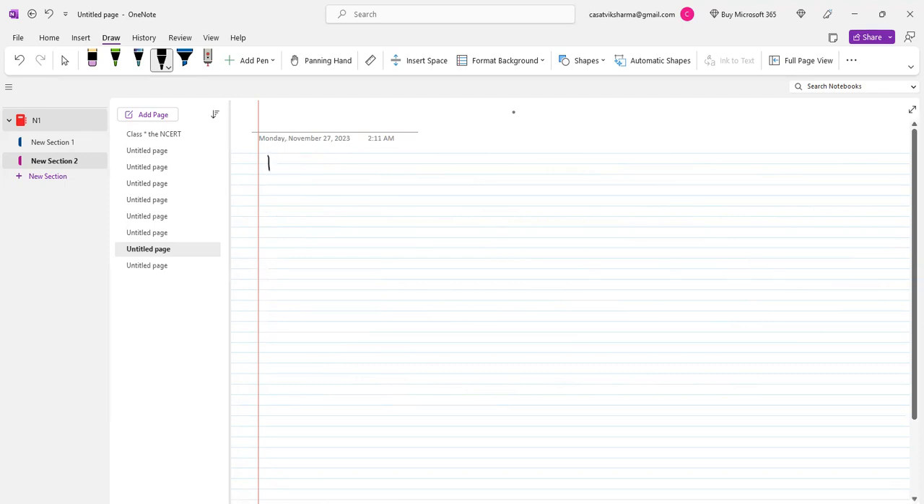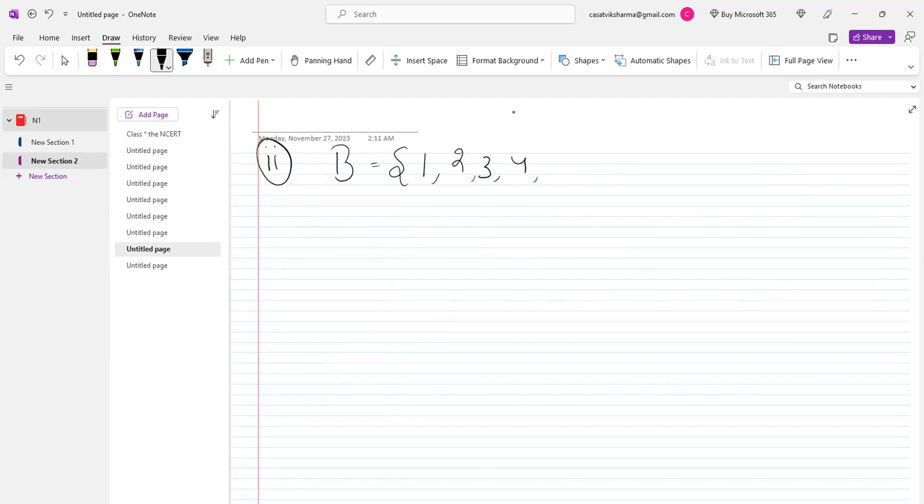Now question 3 second part. X is a natural number less than 6. Natural numbers less than 6 are 1, so easy, 2, 3, 4, 5. Okay, second part is done. Now third part.